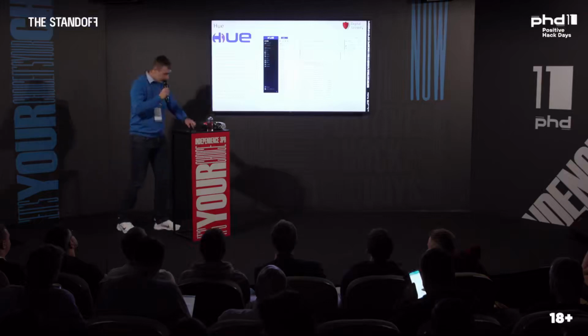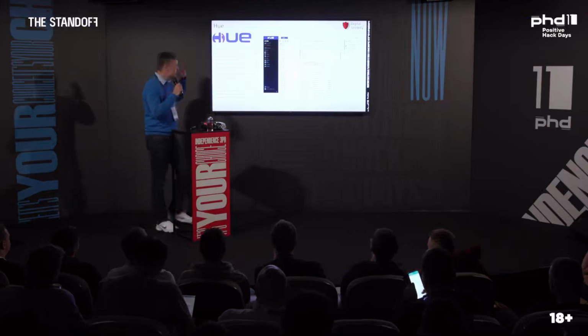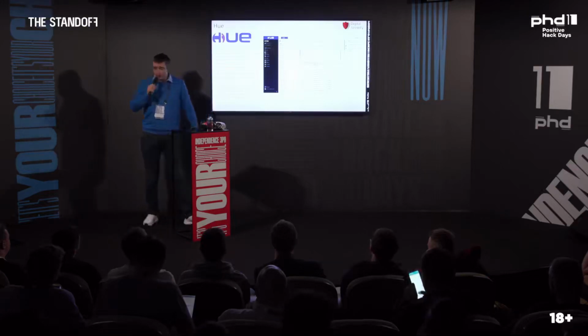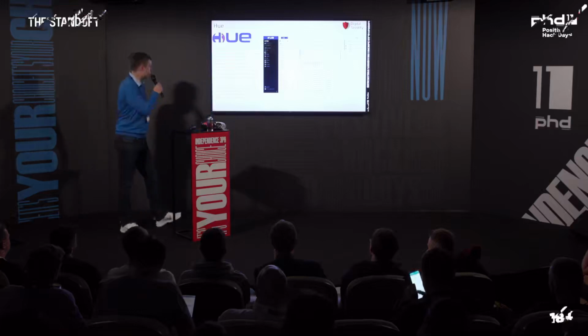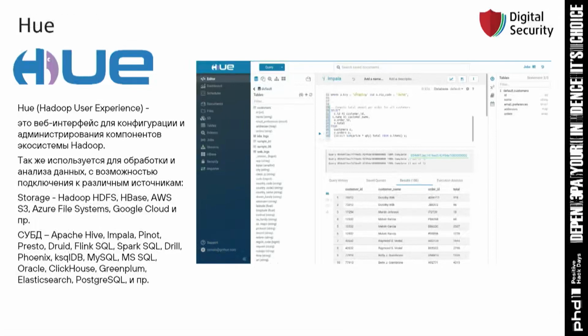We follow with Hue, Hadoop user experience, which is a web interface to administer Hadoop ecosystem elements, just like Ambari, with just one addition. In this interface, we can use connection to different sources to analyze data. So we can interact with Hadoop HDFS, HBase, S3-compatible storages like Azure, Google Cloud, etc.